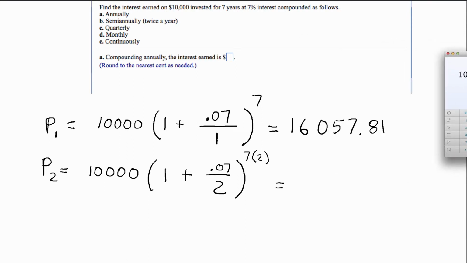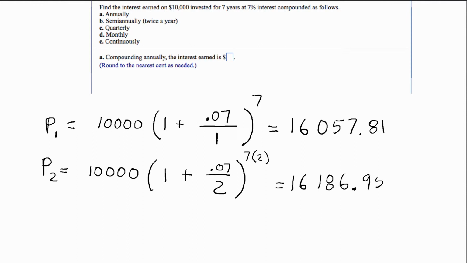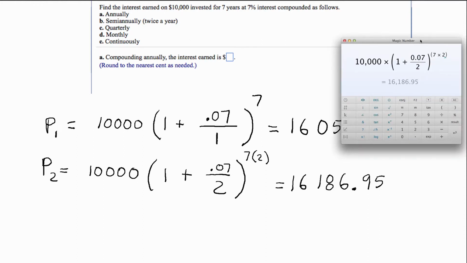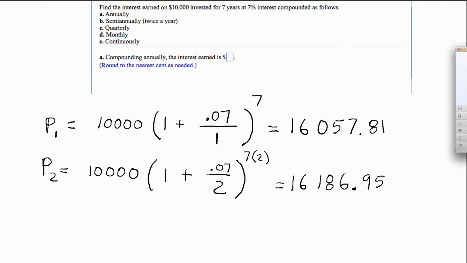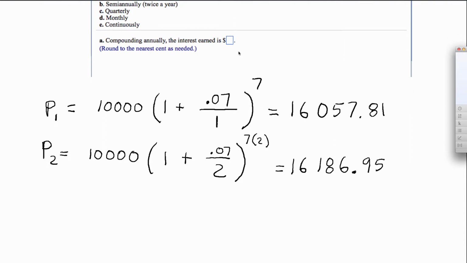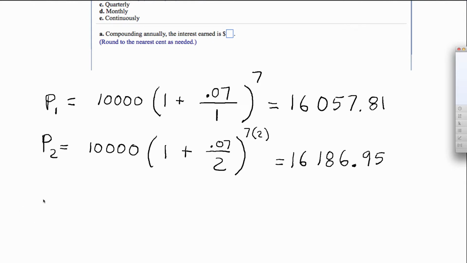We get $16,186.95, so it went up a little bit there. And that's not the interest that you receive. That would be the new principal after 7 years, compounded twice a year. And similarly, if we go on to quarterly, that means 4 times a year, we just continue the process.